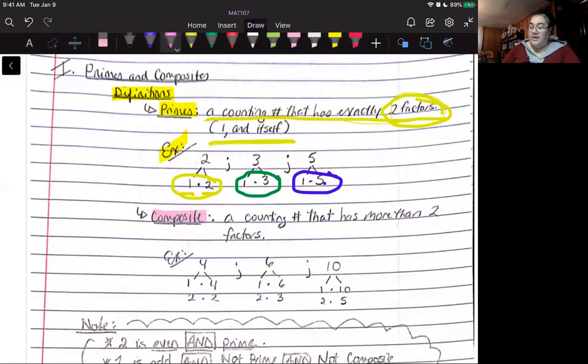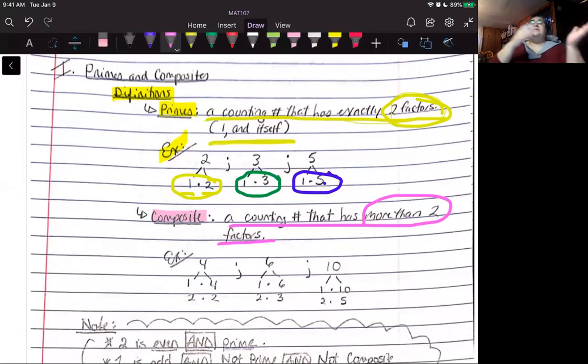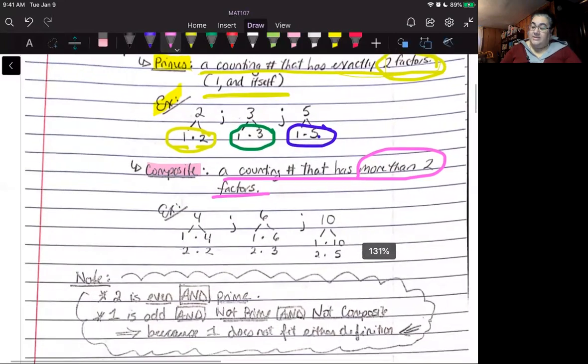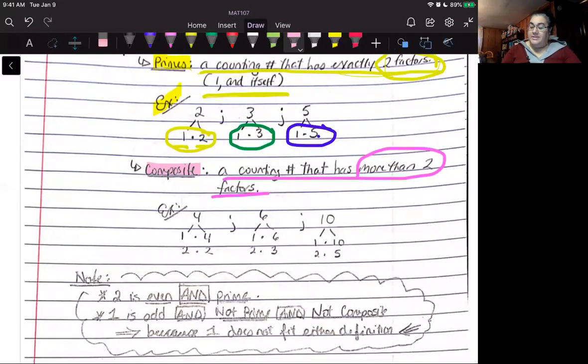A composite number is a counting number that has more than two factors. But you can see that the definition is, in fact, the opposite of what a prime is. So if you know what a prime is, then by default you'll know what a composite number is. Because if a prime number is a counting number that only has two factors, 1 and itself, then a composite number is any number that has more than those two factors, is therefore not a prime, and by default it is composite.